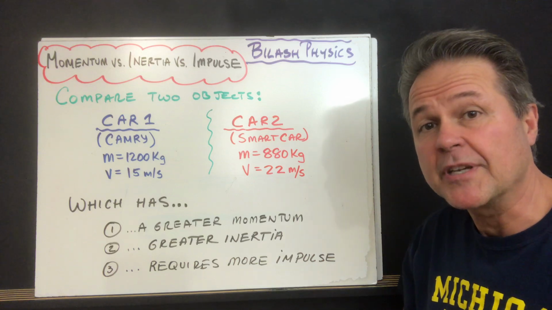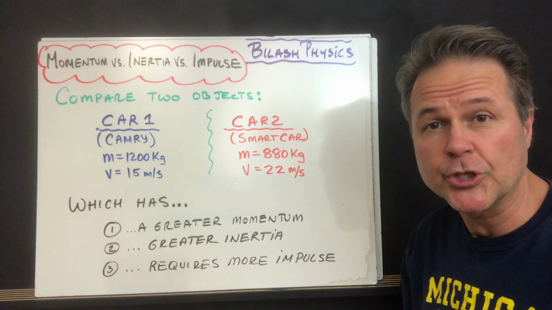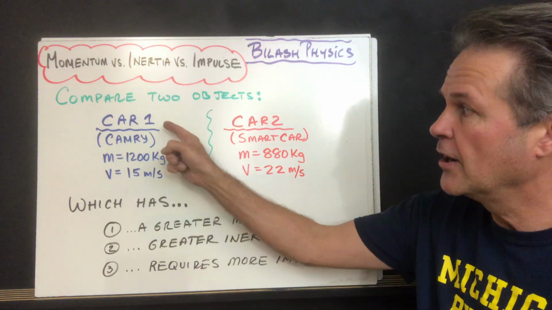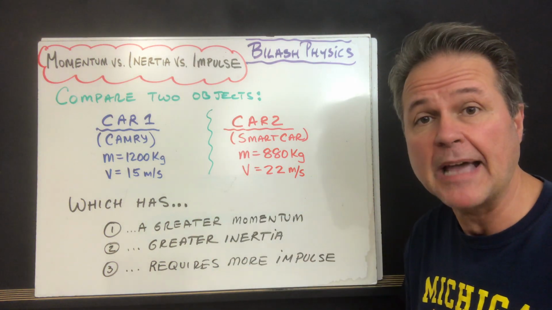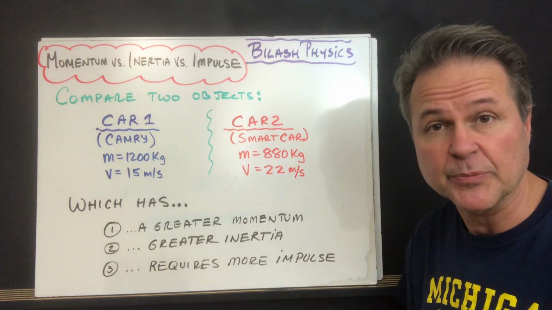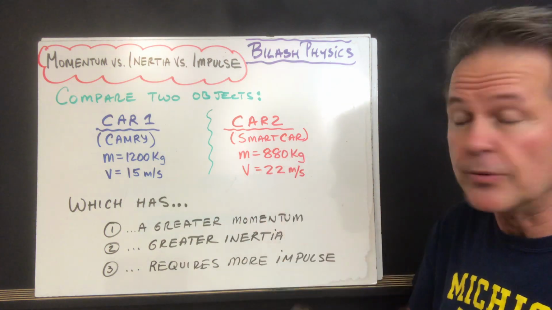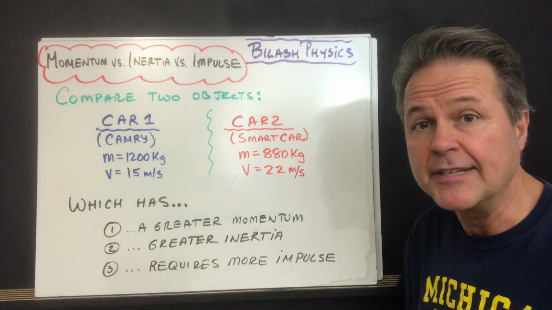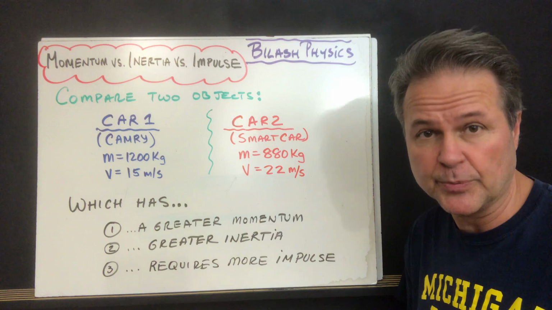In this lesson, I want to compare momentum, inertia, and impulse. And we're going to do that using two objects. Car 1, a Camry, which has a mass of 1,200 kilograms, has a velocity of 15 meters per second. And Car 2, a smart car, has a mass of 880 kilograms and is moving at 22 meters per second.